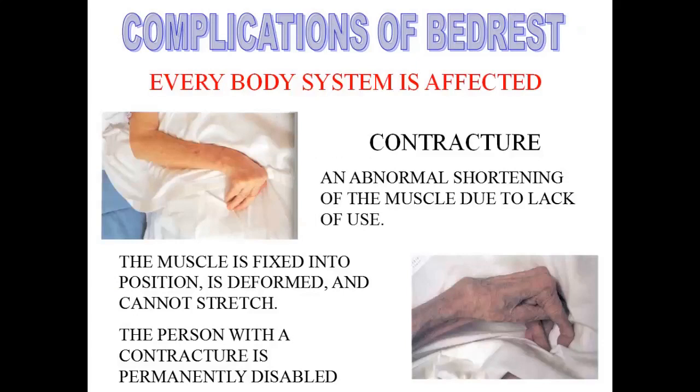What are the complications of bed rest? Every body system is affected. One of the complications is contracture, an abnormal shortening of the muscle due to lack of use. The muscle is fixed into a position, is deformed, and it cannot stretch. The person with a contracture is permanently disabled.